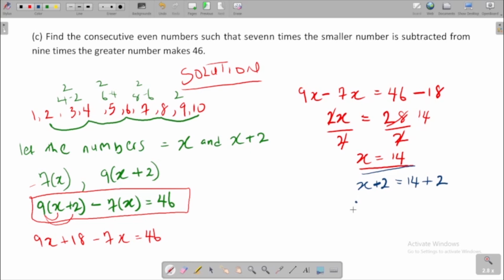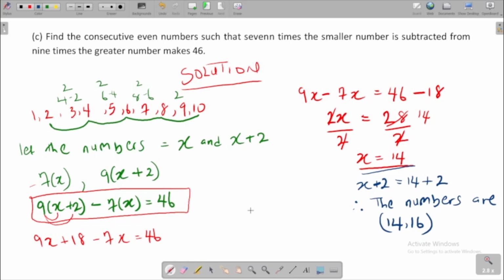Therefore, our answer is: the numbers are 14 and 16. If you want to cross-check it, just go back to the equation here.